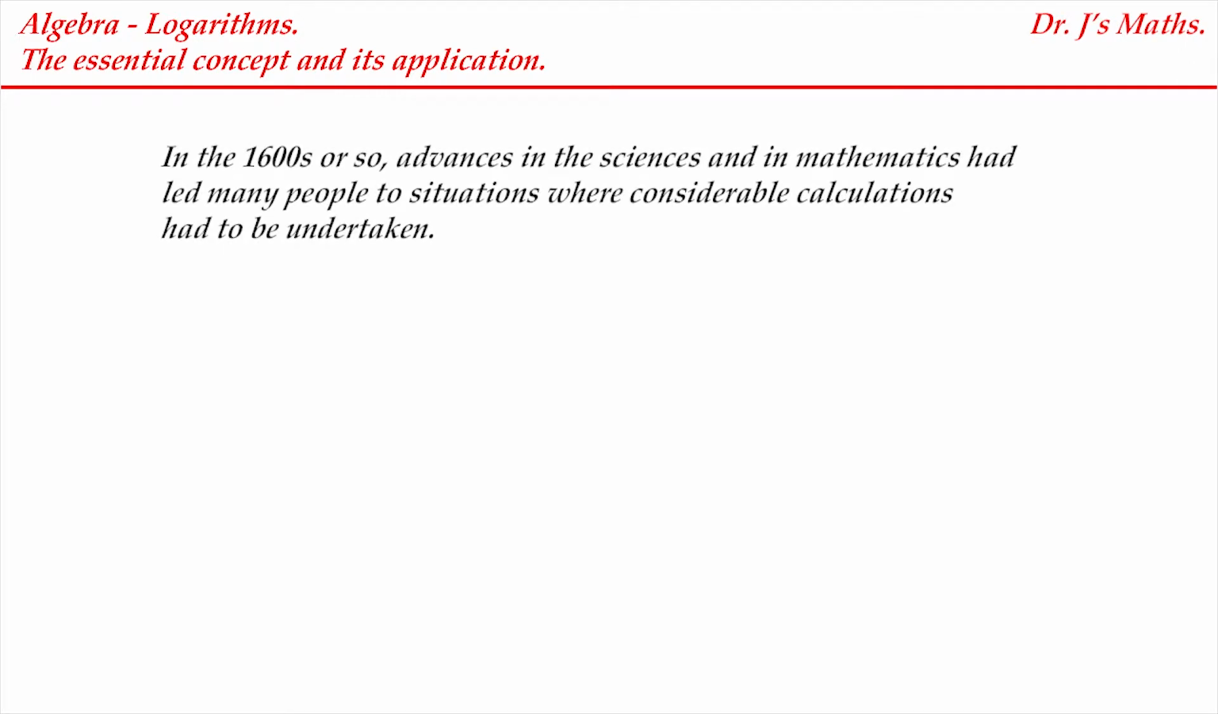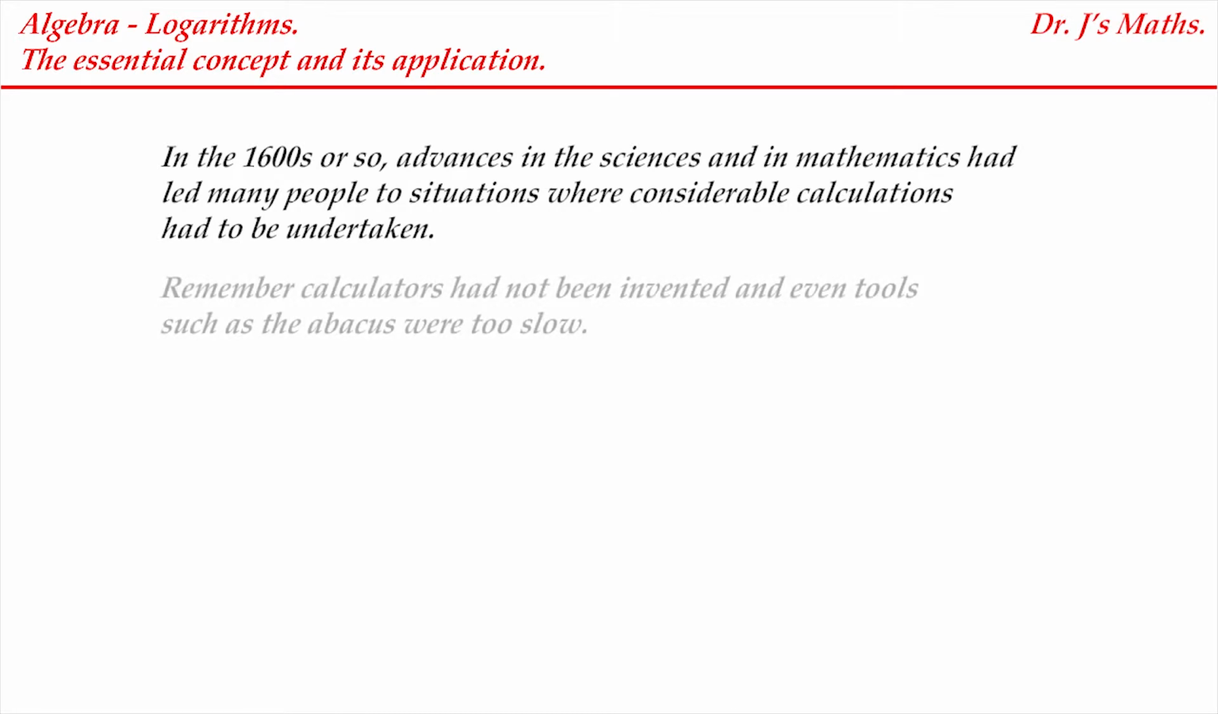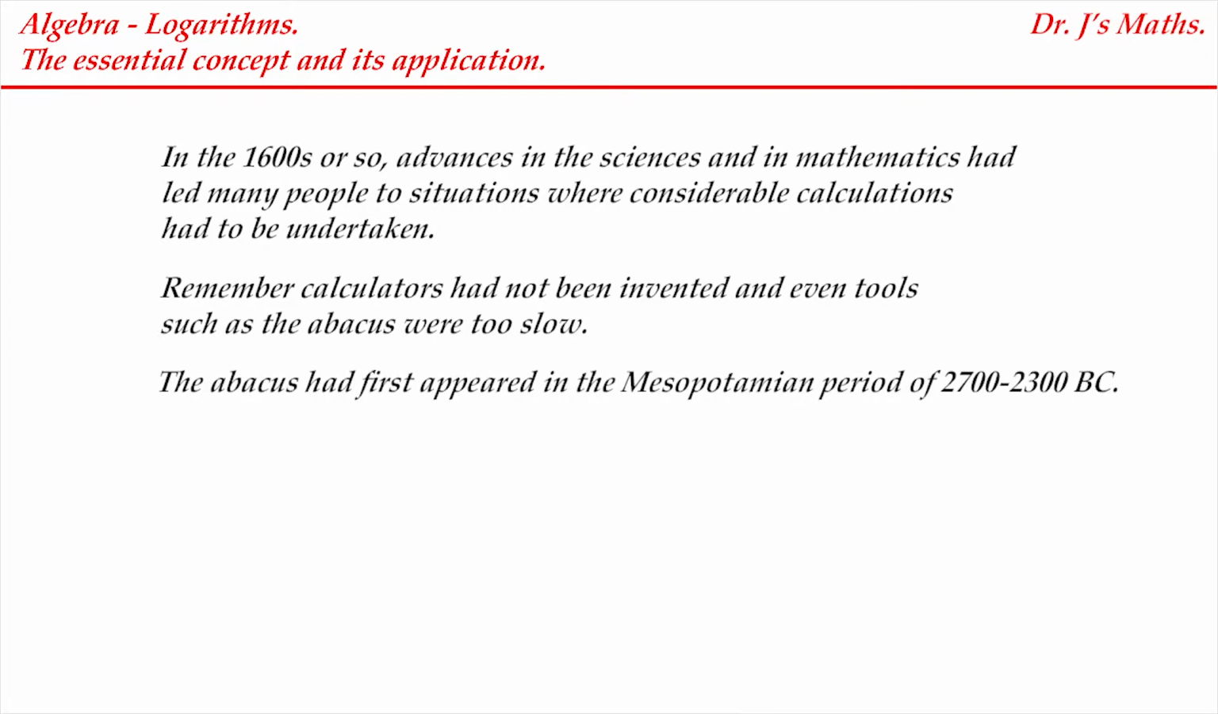About 400 years ago or so, in the 1600s, advances in the sciences and in mathematics had led many people to situations where considerable calculations had to be undertaken. Remember, calculators had not been invented, and even tools such as the abacus were too slow. The abacus had actually first appeared way before, in the Mesopotamian period, about 2500 BC.